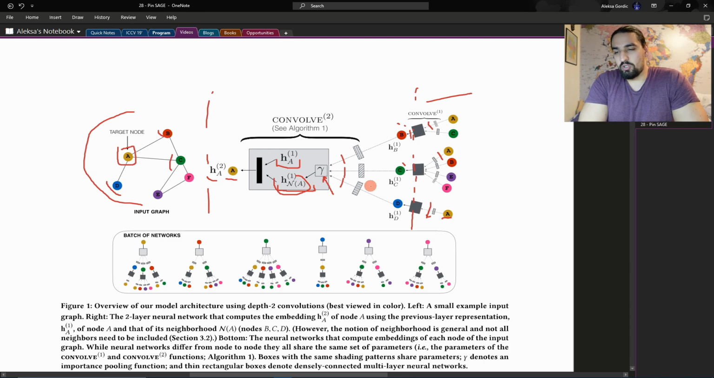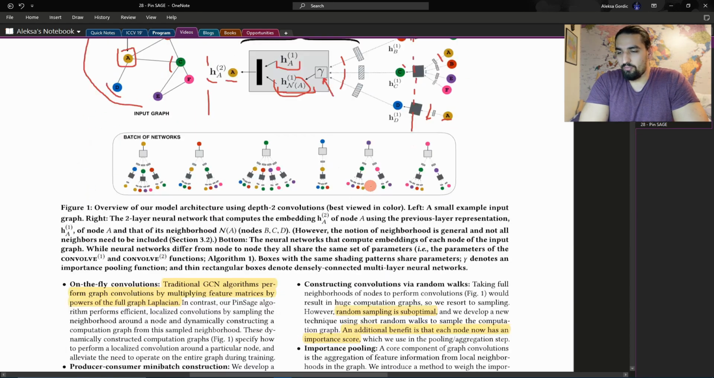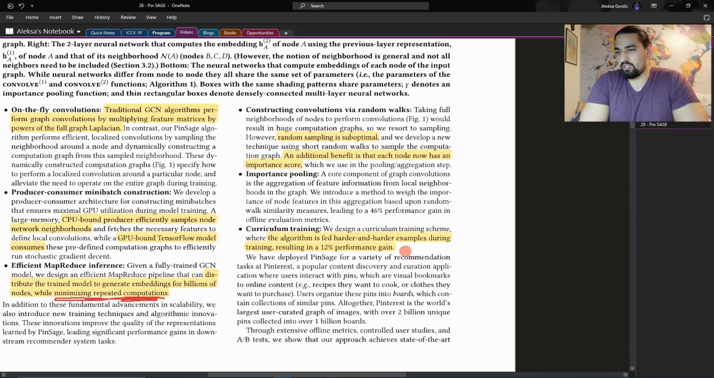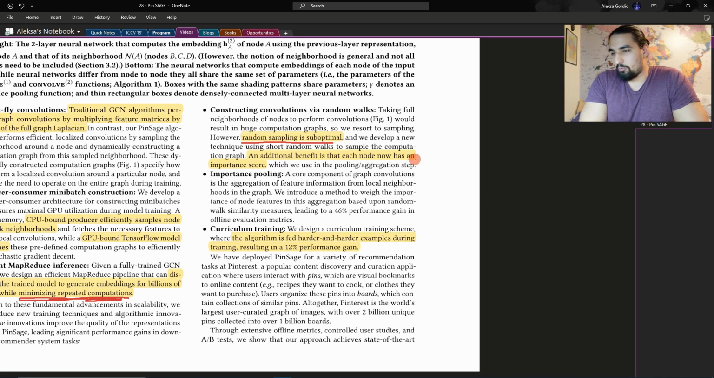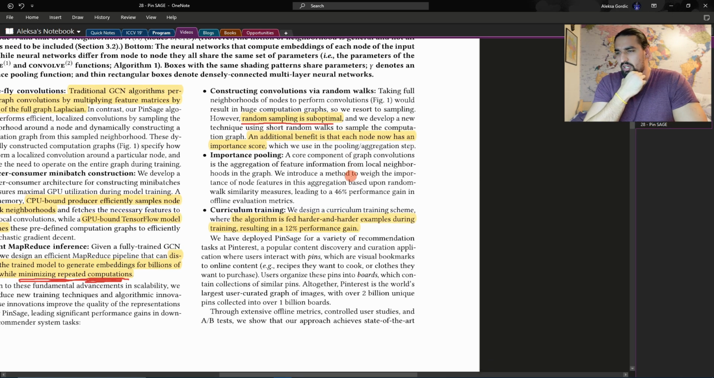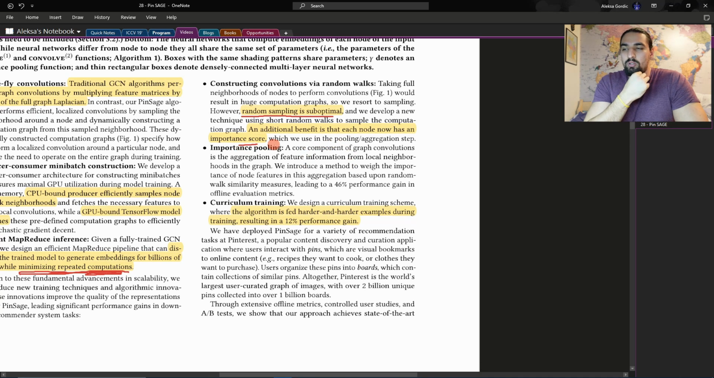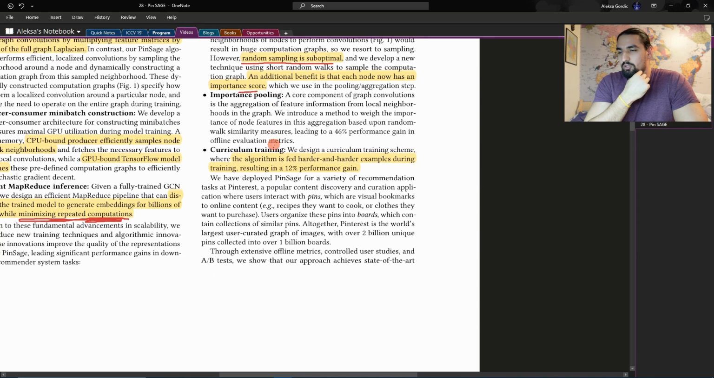There are a couple of innovations which I'll now briefly go over at a high level. These are the innovations in an algorithmic sense. Basically, they show that the uniform random sampling they used in GraphSage is suboptimal. So they do this thing called importance pooling, where they pick those neighbors which have the most influence on the target node, and that will get clear in a couple of minutes. They say here an additional benefit is that each node now has an importance score, and those scores will be used in this importance pooling. I'll explain that a bit later.